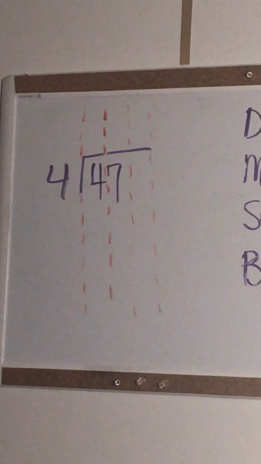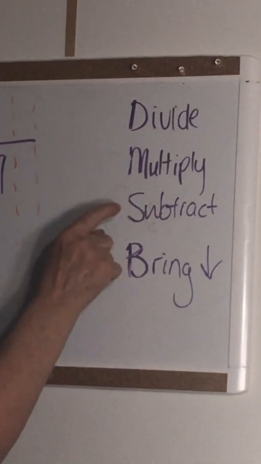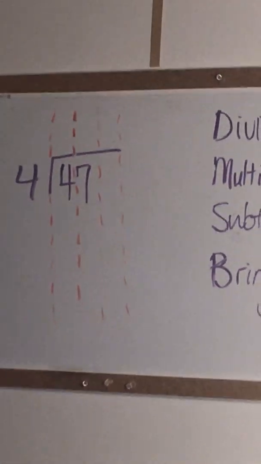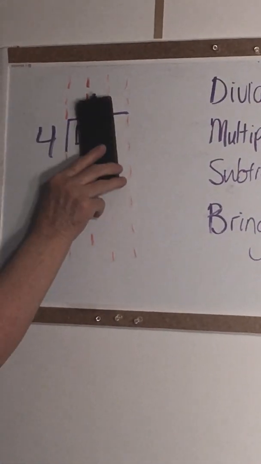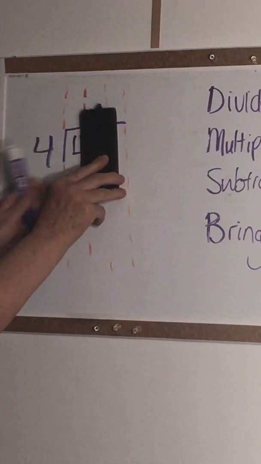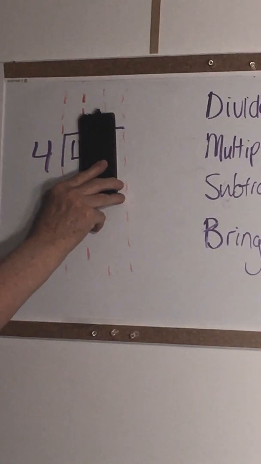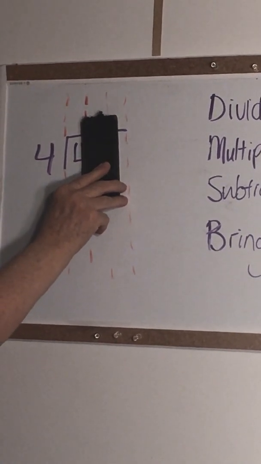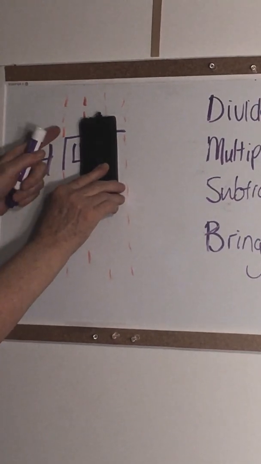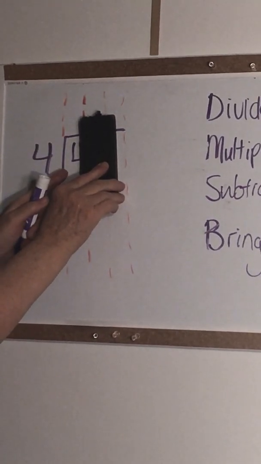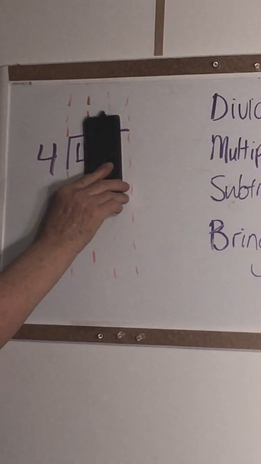Okay, so remember our pattern. Does McDonald's serve burgers? Divide, multiply, subtract, bring down. But before I even do that, I have to go to the very first number. Is this number inside the house equal to or larger than 4? And it's equal to 4. Can I use it? Yes. I can use the number inside the house, the very first number, if it's equal to or larger than 4.